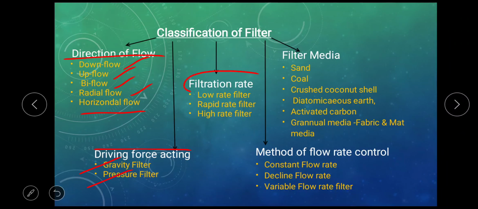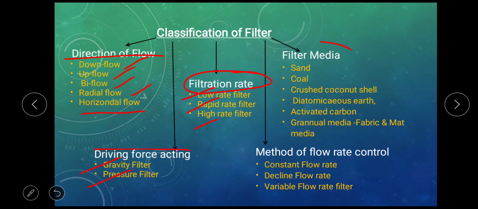Filtration rate can also be one of the important parameters to classify filter. It can be low rate filter, rapid rate filter and high rate filter. In low rate filter, filtration rate is very low when compared with the other two filters. The filtration rate may vary from 0.1 to 0.2 meter per hour.